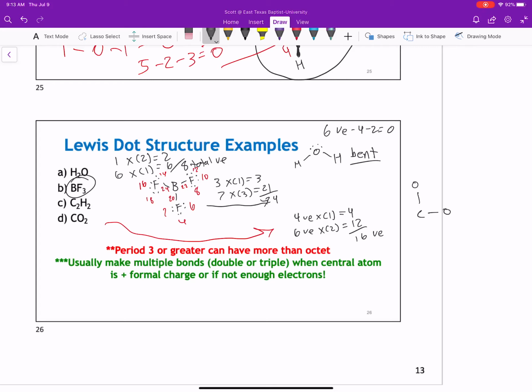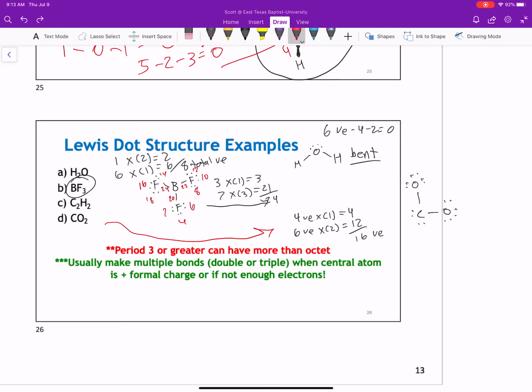Okay, I'm just going to draw it a random shape for now. And now let's make everything have an octet, okay? Well, so now oxygen has an octet, and carbon has an octet. Let's count up our total electrons. 2, 4, 6, 8, 10, 12, 14, 16, 18, 20. Uh-oh. It says that we can only have 16 total, and I just counted 20. So we must have done something wrong. And so that's why you have to go back to the drawing board and try something else.